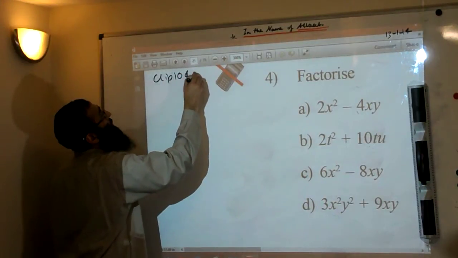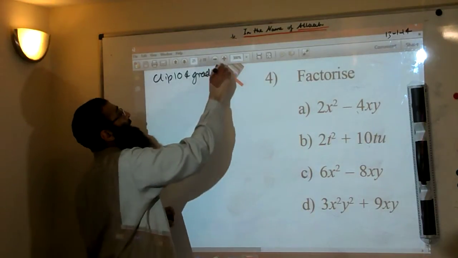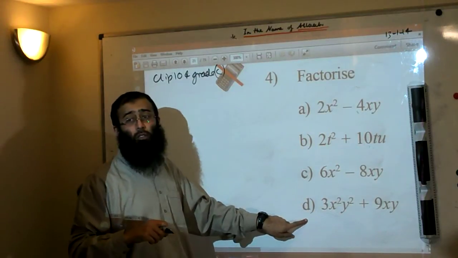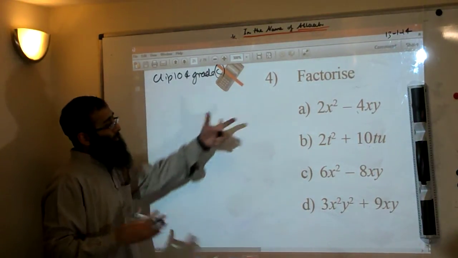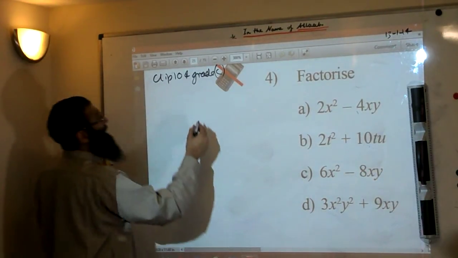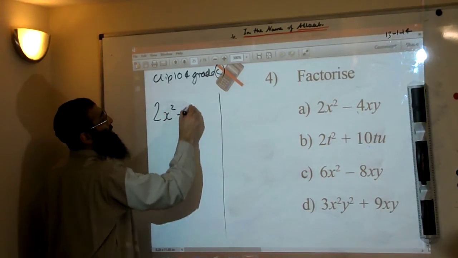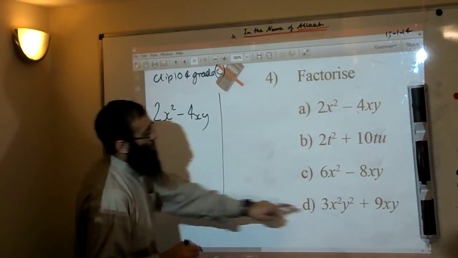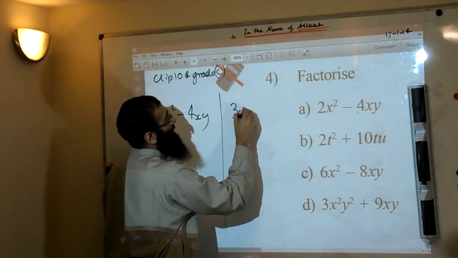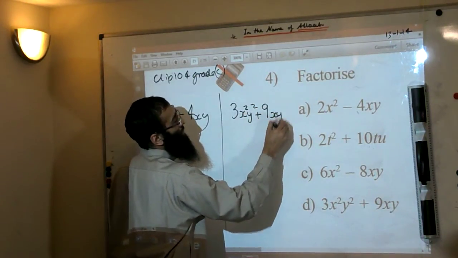Clip 104, grade C, Mathswatch CD. Non-calculator for obvious reasons. You have to factorize these expressions using the common factor technique. I've enlarged the question, hopefully you see it more clearly in the video. The first expression is 2x squared minus 4xy, and we'll do the bottom one next: 3x squared y squared plus 9xy.